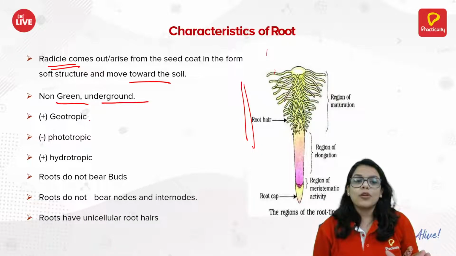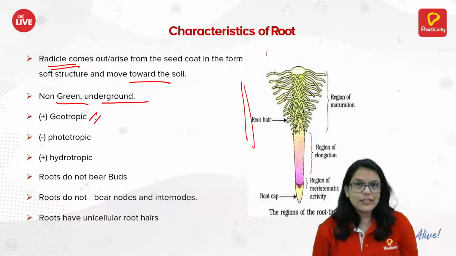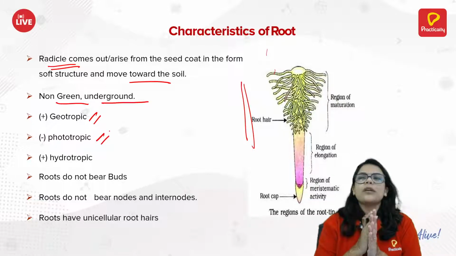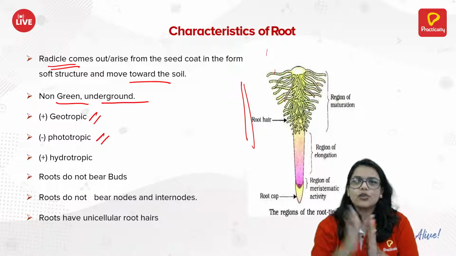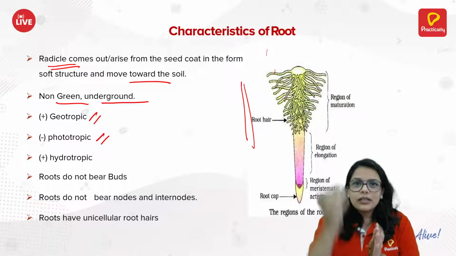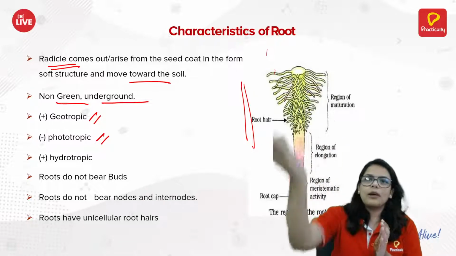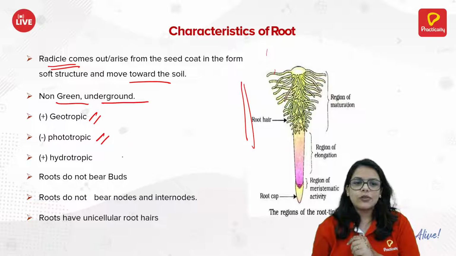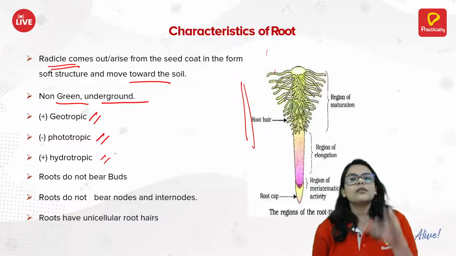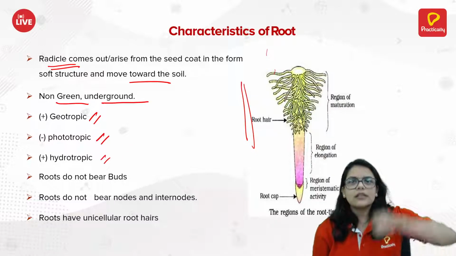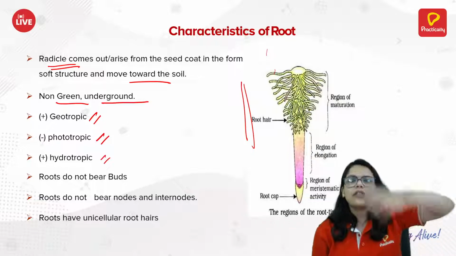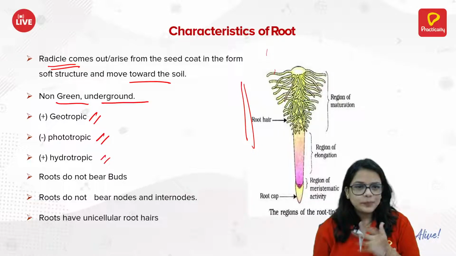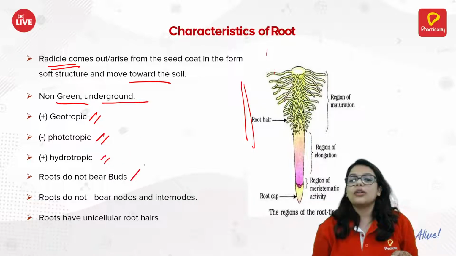It's positively geotropic, as I said, it goes down. Negatively phototropic, because phototropic means towards the sunlight or some kind of light, but it is going down, not up. That is why it is negatively phototropic. And positively hydrotropic, because the roots are the ones sucking up the water and the minerals and then sending them up via the tissues, xylem, phloem. Roots do not bear buds.